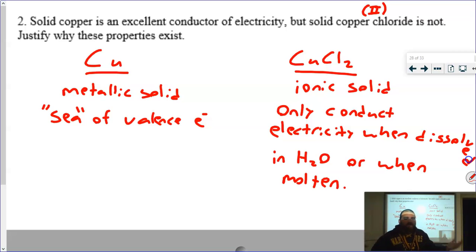The solid copper, it's a pure metal. It's a metallic solid. It has a sea of valence electrons. Boom, it conducts electricity. Copper chloride, it's an ionic solid. Yes, there is copper in it, but that copper is in the form of copper ions. And our solid is that three-dimensional lattice structure of alternating ions. Ionic solids don't conduct electricity in their solid form. They only conduct when you dissolve them in water or when they're molten. That's why these properties are different.